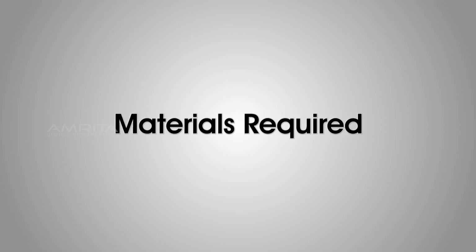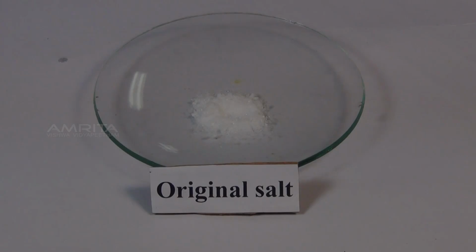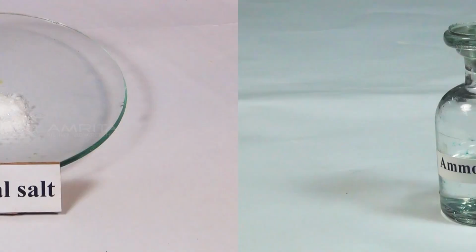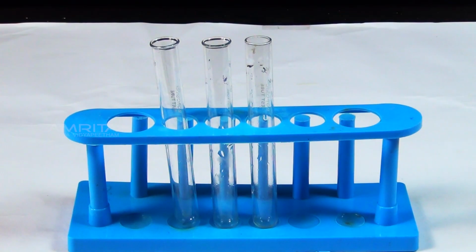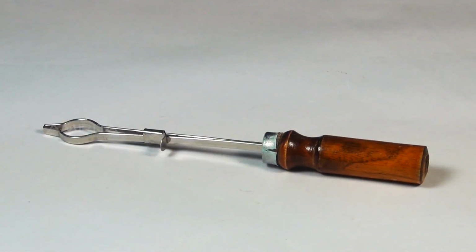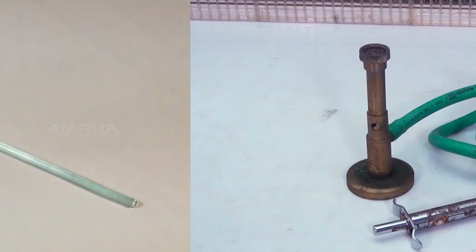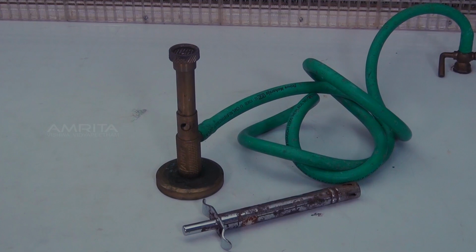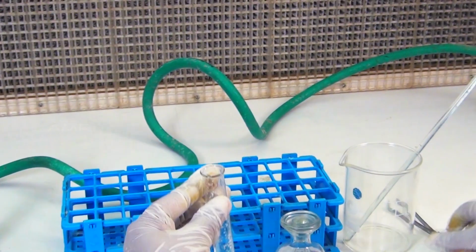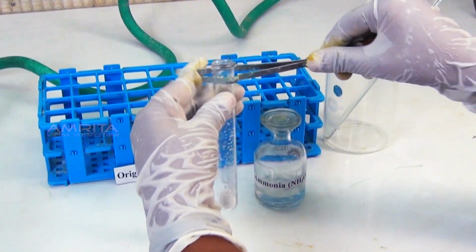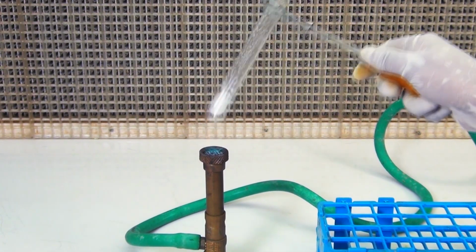Dry heating test. Materials required: original salt, ammonia, test tube holder, glass rod, and Bunsen burner. Procedure: take a small quantity of the salt in a test tube and heat it over the Bunsen burner.